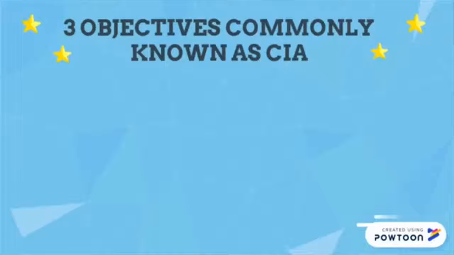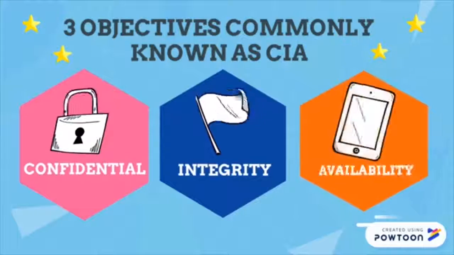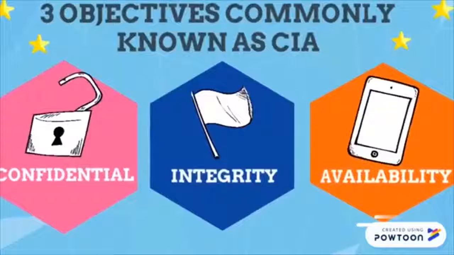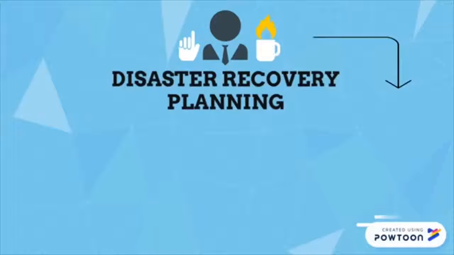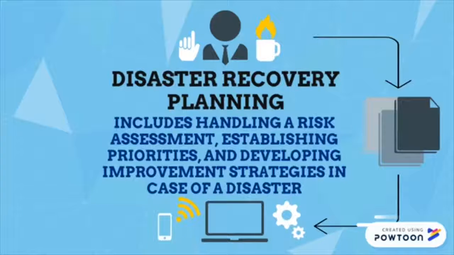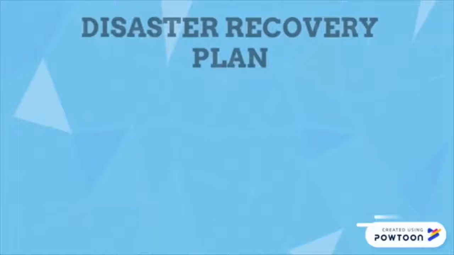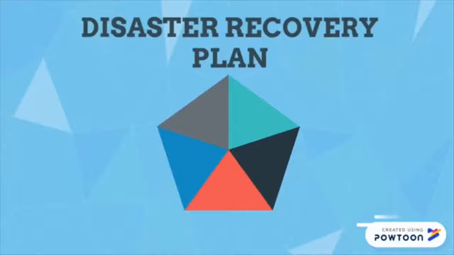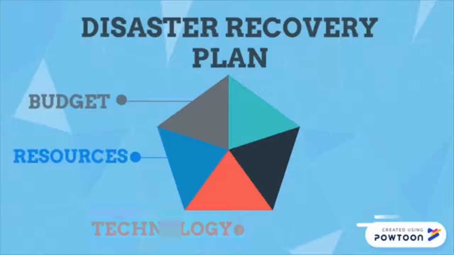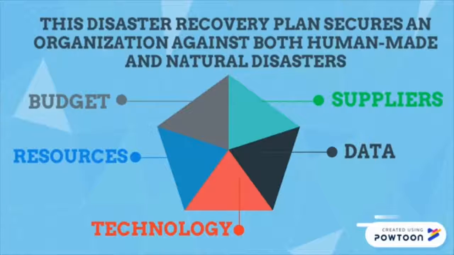Upon that, this security consists of 3 objectives commonly known as CIA: confidentiality, integrity, and availability. Following is disaster recovery planning, a process which includes handling a risk assessment, establishing priorities, and developing improvement strategies in case of a disaster. In determining a recovery strategy, organizations should consider such concerns as budget, resources, technology, data, and suppliers. This disaster recovery plan secures an organization against both human needs and natural disasters.